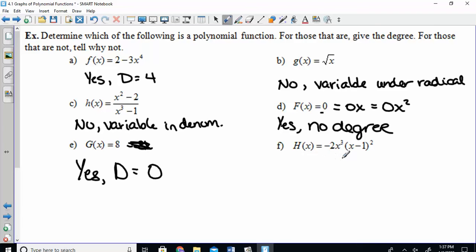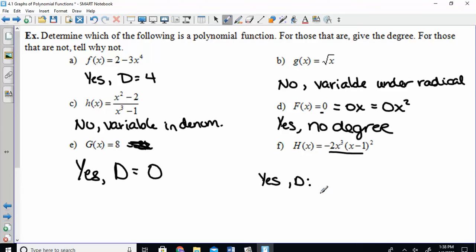Alright, the last one. This is written a little bit differently. All the polynomials I've given you so far have just been added or subtracted. This one is in factored form. It is still a polynomial because we could multiply that out. I could take x minus 1 and square that and then distribute the negative 2x cubed, so we could get it to the other form.